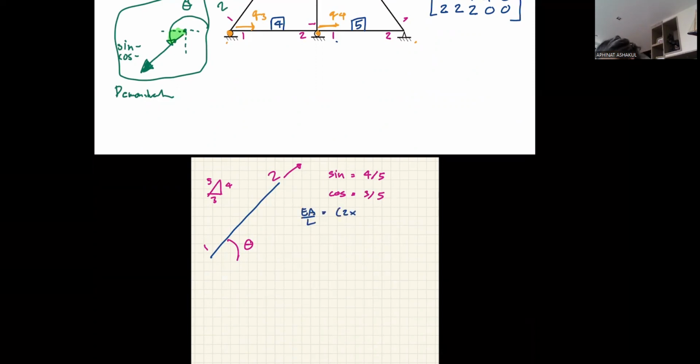E is 2 million, I suppose. A for this member is 85 square centimeters, and L is 5 meters. But I prefer to use the same unit, so it's 5 multiplied by 100. So here the constant is 34 multiplied by 10 to the power of 4.